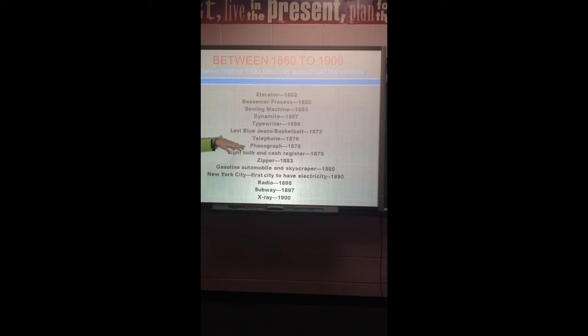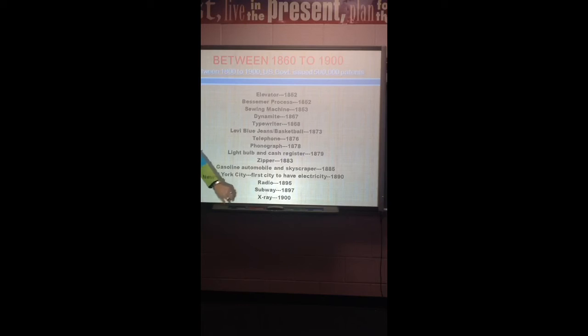The whole idea of the phonograph, the light bulb, and the cash register, where you're not adding by hand, now you have a machine to do it. Much more efficient, fewer mistakes. The light bulb, the idea of not having to use oil, not having to use wax and candles, all these things have made a huge impact. Gasoline in the automobile, the skyscraper, directly due to the creation of steel being stronger and better.